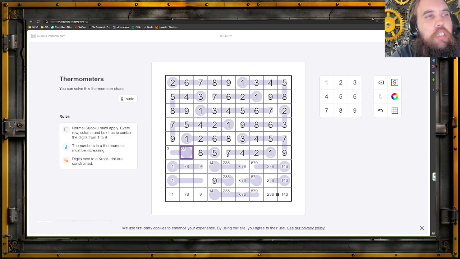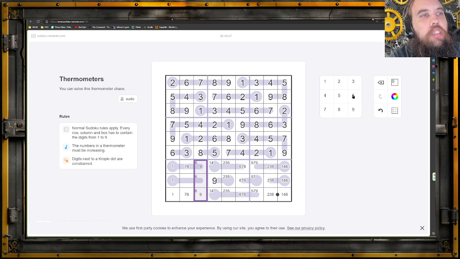This has to be the 3. What's left in the box here? It's 3 and 6. So 3 and 6. 6 has to be one of these guys. 1, 2, 3, 4, 5, 6. There's the 7, there's the 8, and 9.